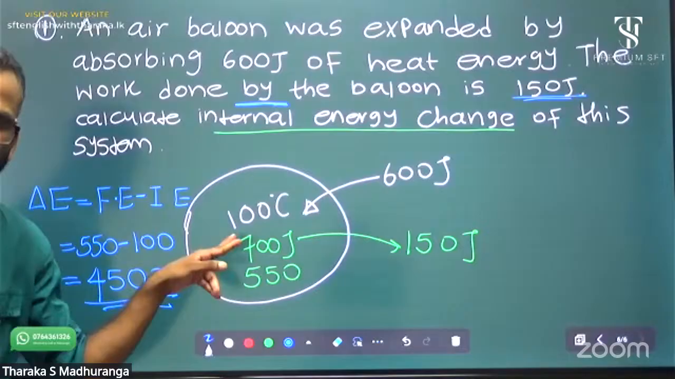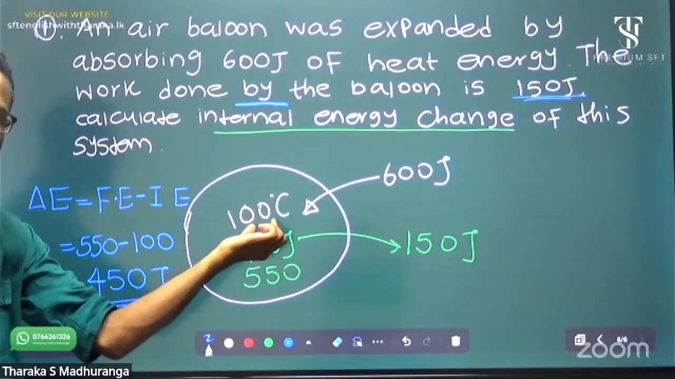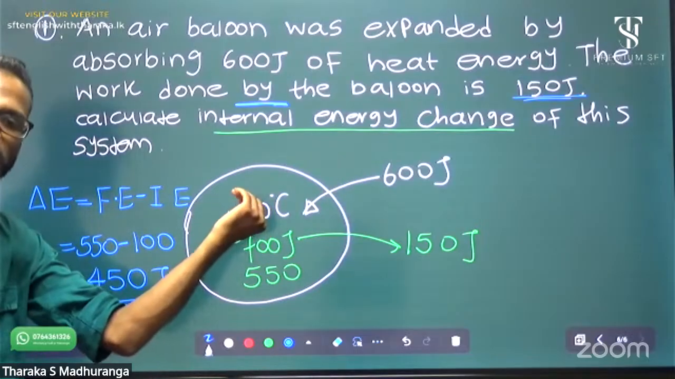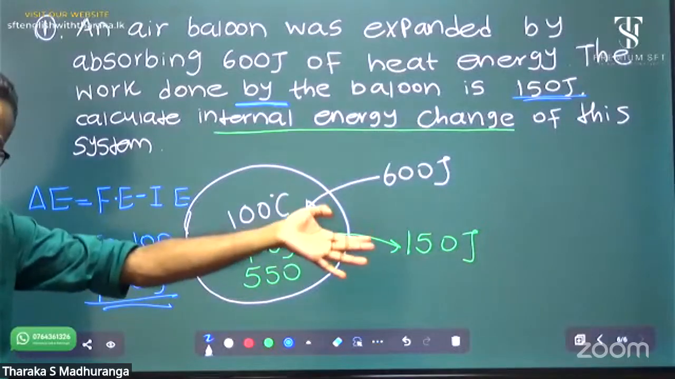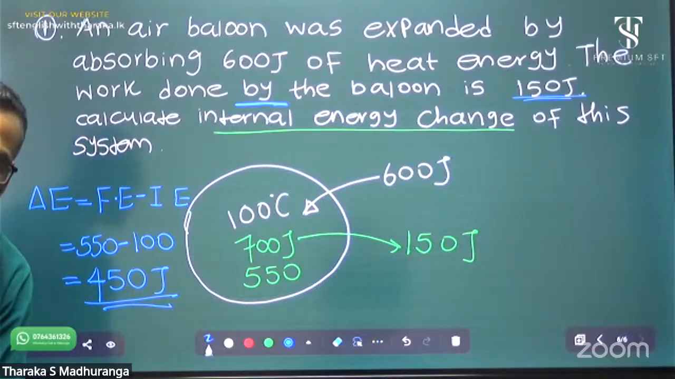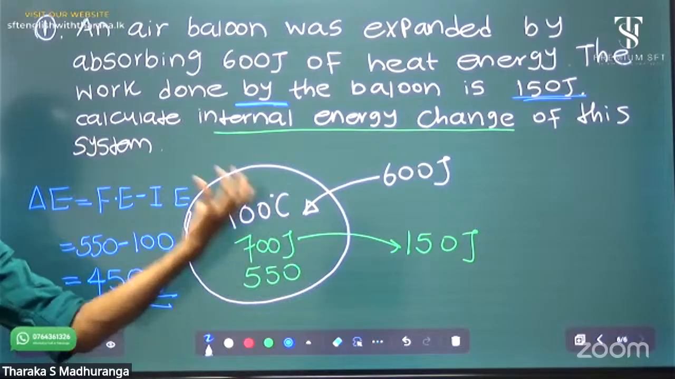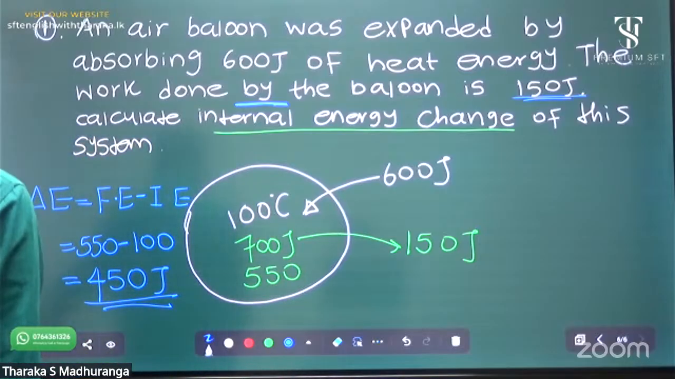You can take any initial value. Even if you take 0, the answer is correct. Right? Take 0, then absorb 600, it is 600, the work done by the balloon is 150, so 600 minus 150 is 450. Answer 450. Okay, draw this and write down the answer: 450 joules is the internal energy difference.